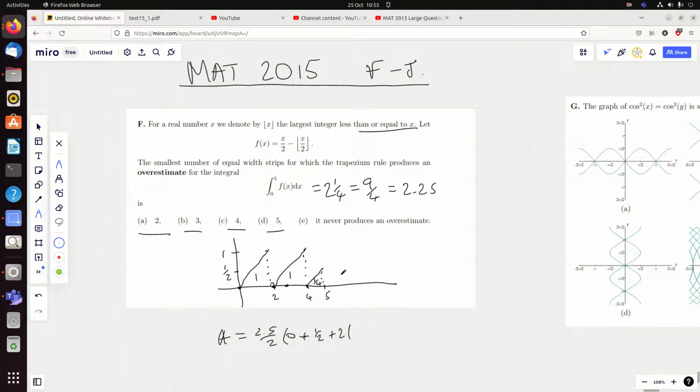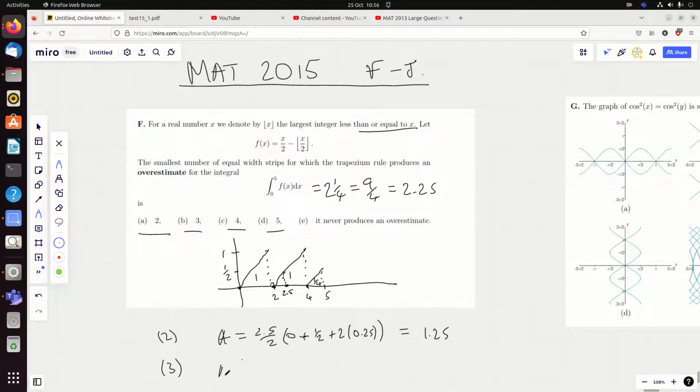2 times the middle y coordinates. As we're only dealing with one at 2.5, let me just make that a bit clearer. That's our only value we need to find a y coordinate of. And when x is 2.5, that's 1.25. Take away the integer part, which is 1, you're going to get 0.25. And that's the only middle in your trapezium rule estimate. So you've got 1.25, half plus a half makes 1, so you've got 1.25. So that's clearly an underestimate. That's for 2 strips.